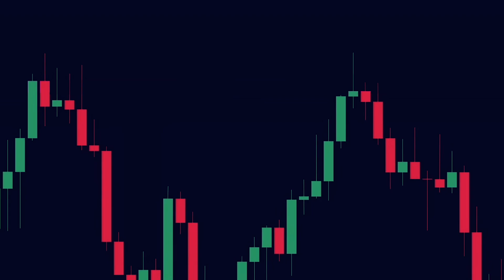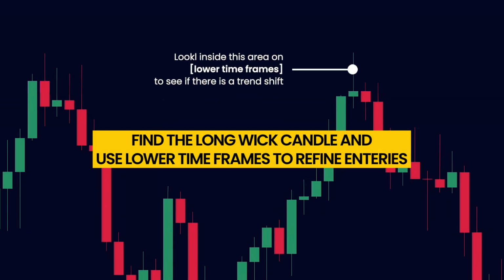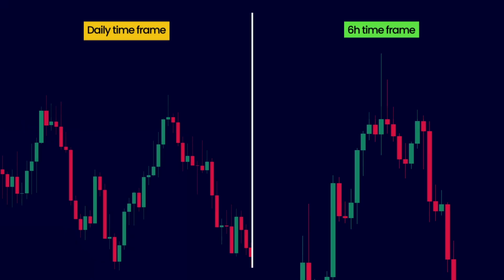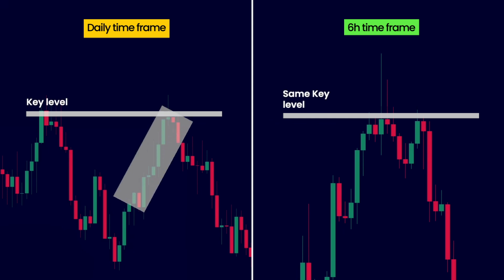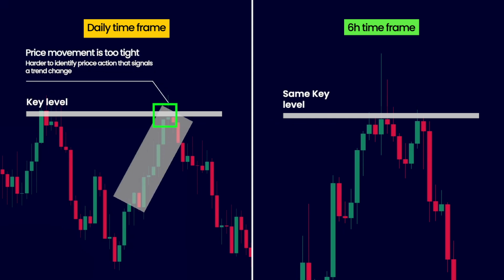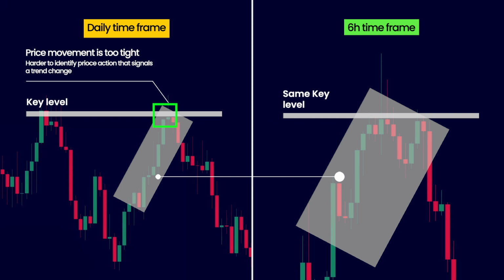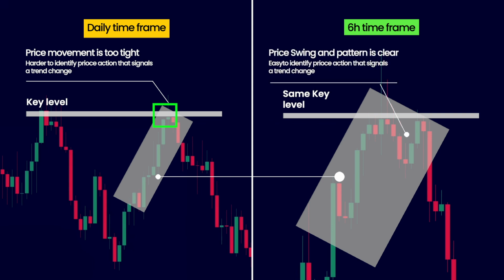This is where lower time frames help refine entries. Switching to a lower time frame reveals more price movement details. On the daily chart, price action might seem choppy, but on a 6-hour chart, clear swing points become visible.